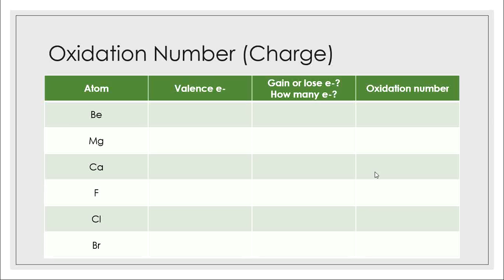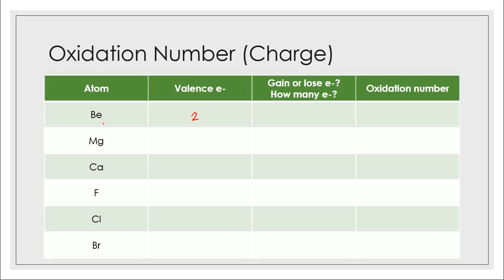So let's take a look at these examples. Beryllium, magnesium, calcium, fluorine, chlorine, and bromine. Take a look at your periodic table and find where all of these elements are. Did you find them? What group number are they in? How many total valence electrons do they have? Beryllium has 2 valence electrons. So, will it gain or lose electrons? Well, beryllium, is that a metal or a nonmetal?